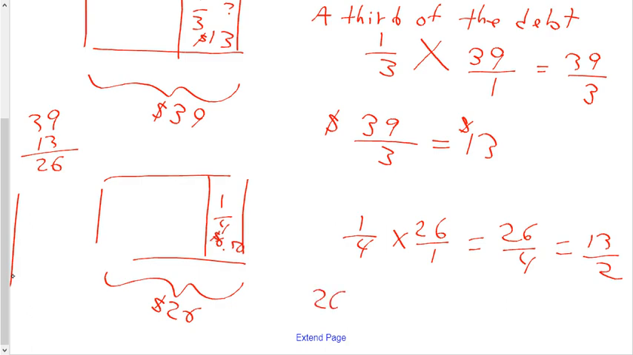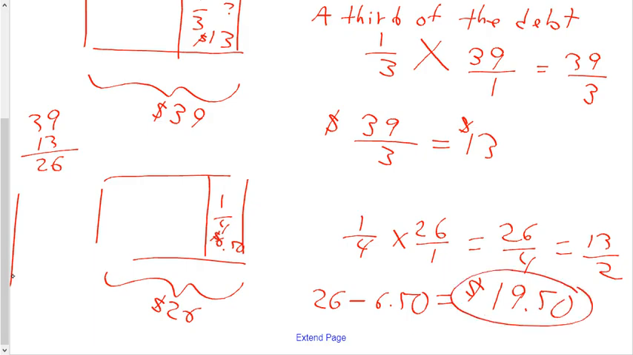Therefore, since the debt was 26, take away the $6.50 that she paid back. Therefore, after her 2 payments, she still owes $19.50.